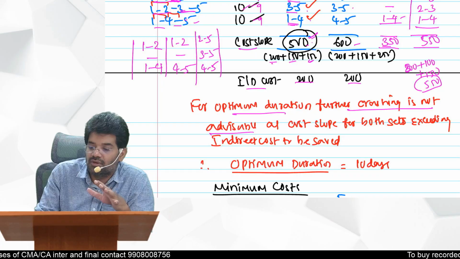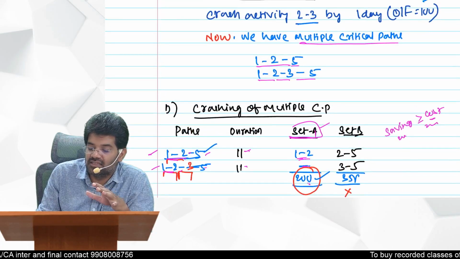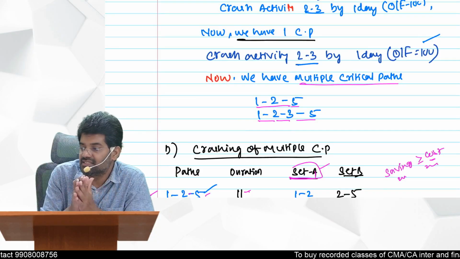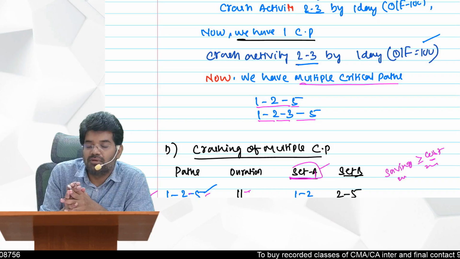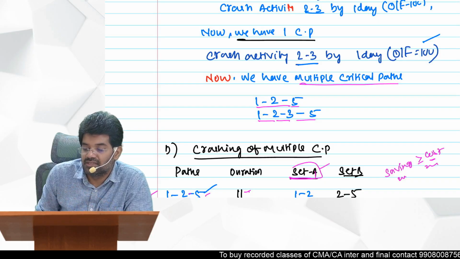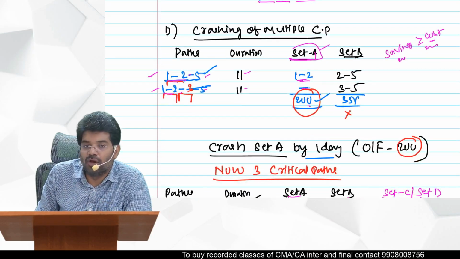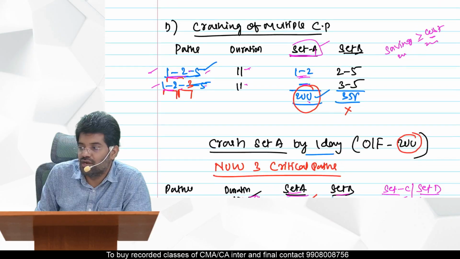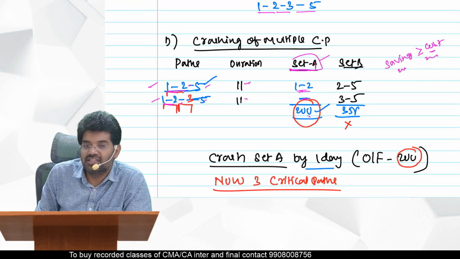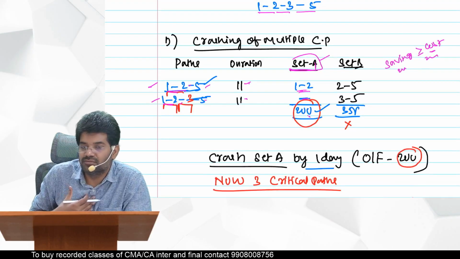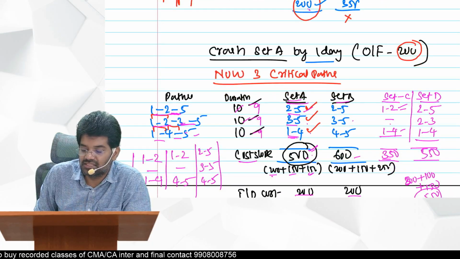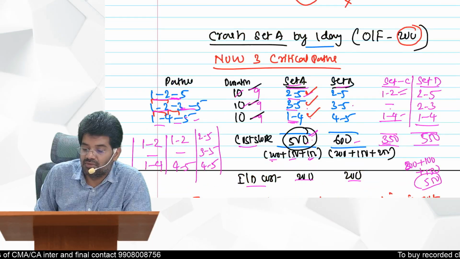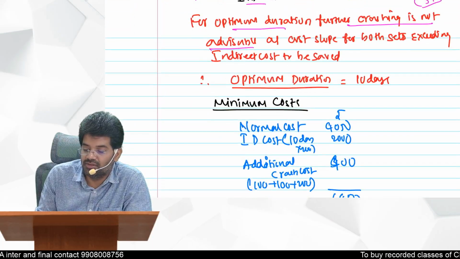So whatever we got earlier by crashing 2 to 3 by 2 days, that itself is our optimum duration. That was 11 days only, our optimum duration. Beyond that, if you crash also, there is no advantage. But in the question, minimum duration is also asked, no? Yes. So what is the optimal duration here? 10 days is the optimal duration.